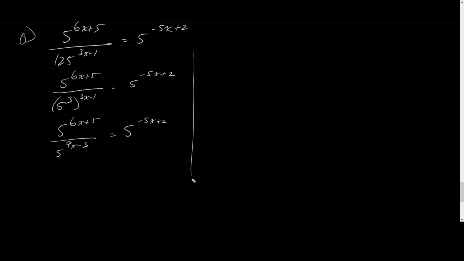Finally, on the left side, using rules of exponents, I can rewrite it as 5 to the negative 3x plus 8, right? Because I'm subtracting the exponents. 6x minus 9x is negative 3x. 5 minus negative 3 is positive 8. Same base, different exponents. Divide, subtract exponents.